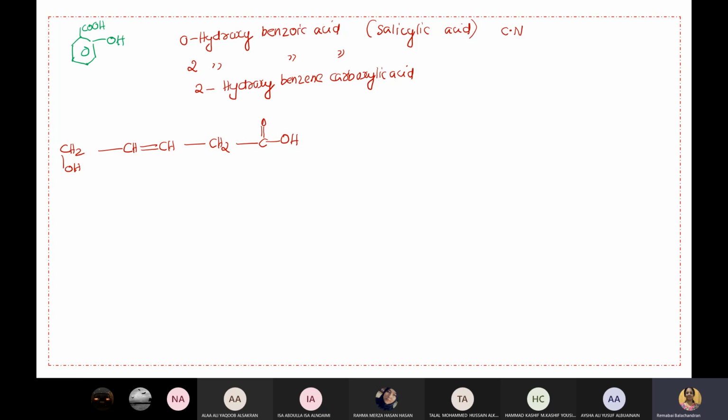Do you remember this one? It's ortho-hydroxybenzoic acid or salicylic acid. We did this. This is the common name. What is its IUPAC name? COOH has more preference, it's 1, 2. So it's 2-hydroxy benzoic acid or 2-hydroxy benzene carboxylic acid.